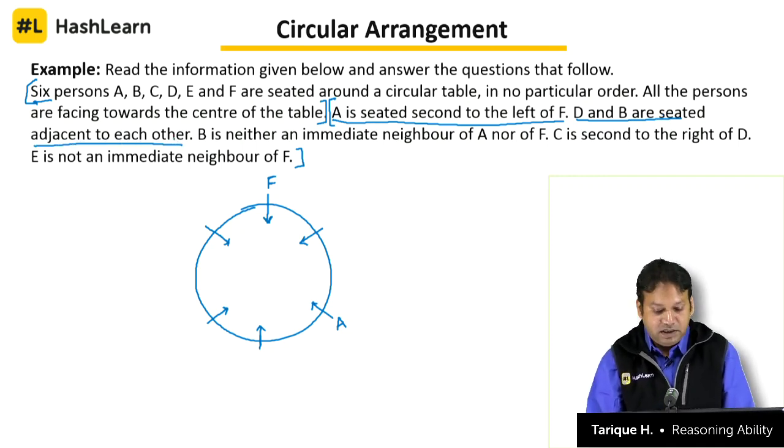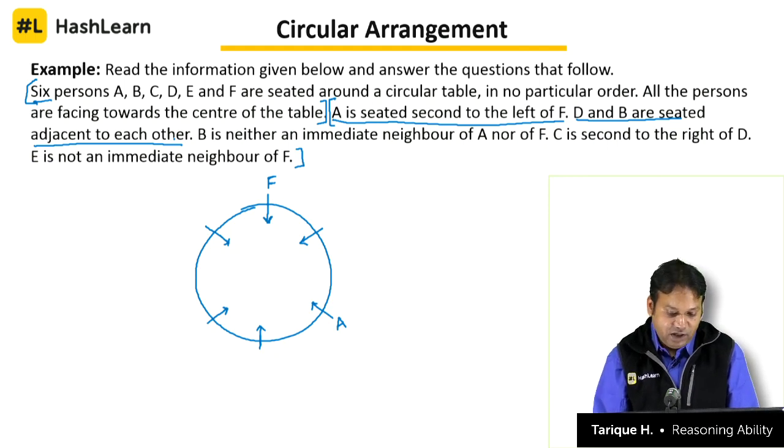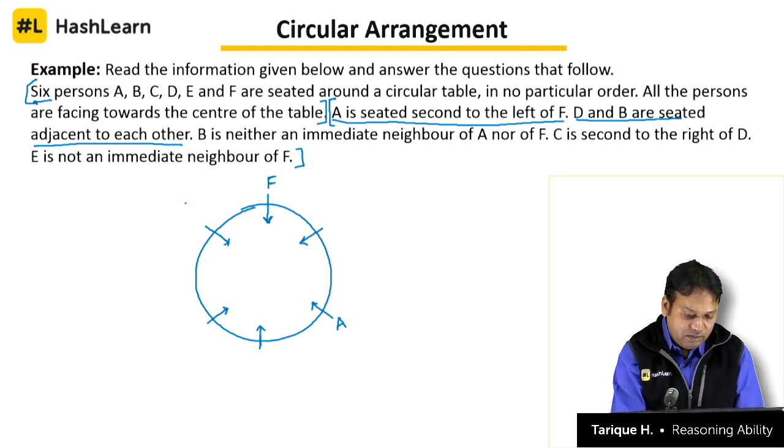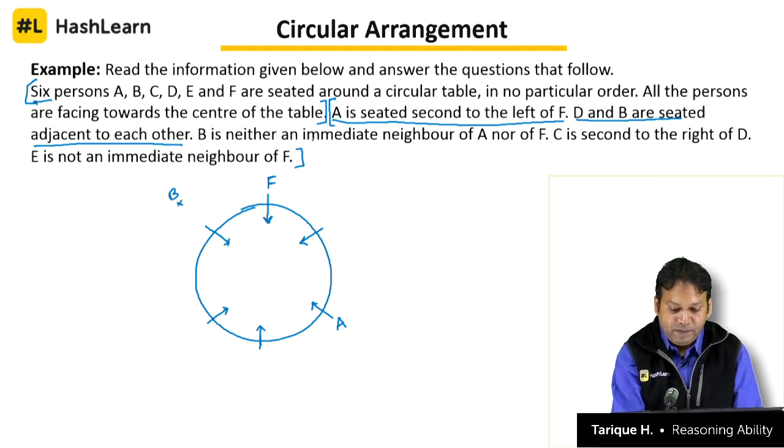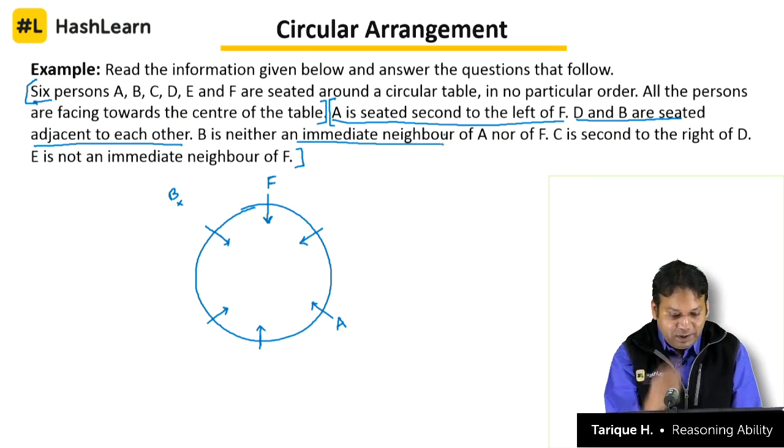D and B are seated adjacent to each other. B is neither an immediate neighbor of A nor F. So that means B cannot come as an immediate neighbor, and I have explained to you this word before. What is the meaning of an immediate neighbor? Clear? So B cannot be next to F, and B cannot be next to A. That means the only place B can take is this one.